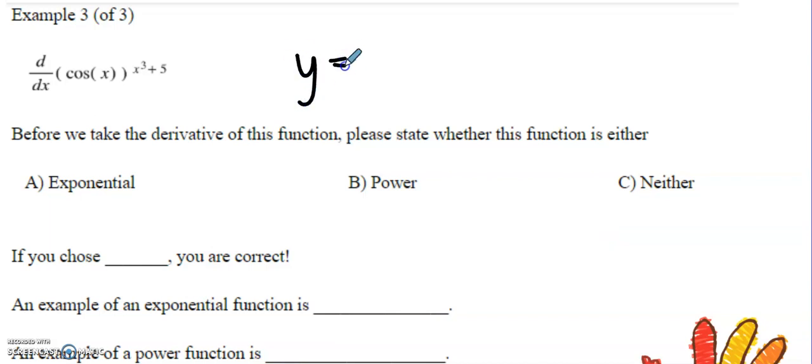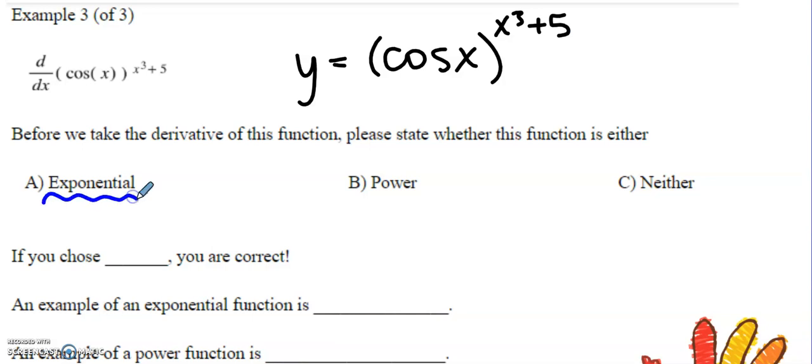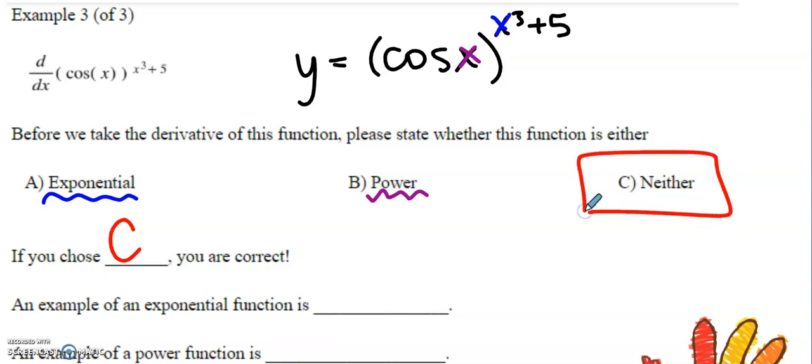So if I had y equals cosine of x to the x to the third plus 5. Well, is this exponential, where the variable is in the exponent? Or is this a power function, where the variable is in the base? Weird. I've got a variable in the exponent, and I have a variable in the base, which means that this is C. Neither. You are correct.